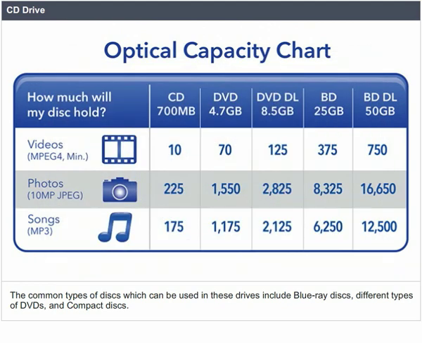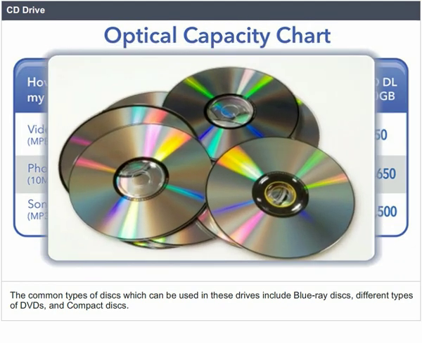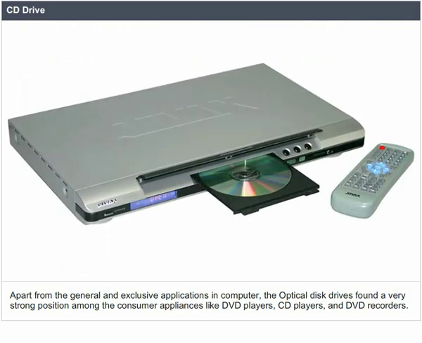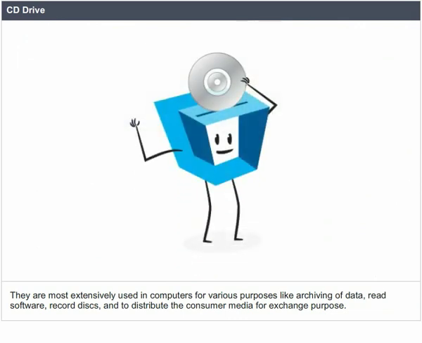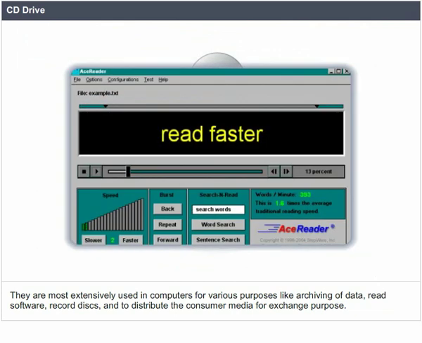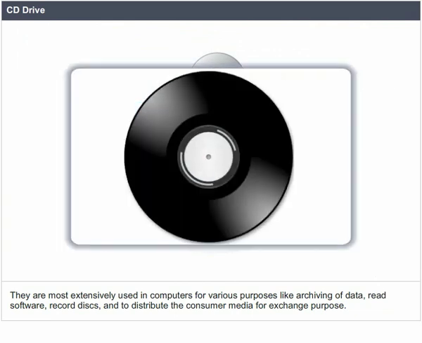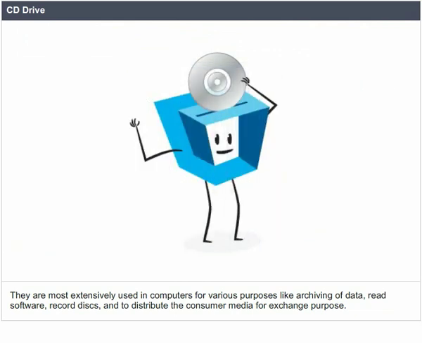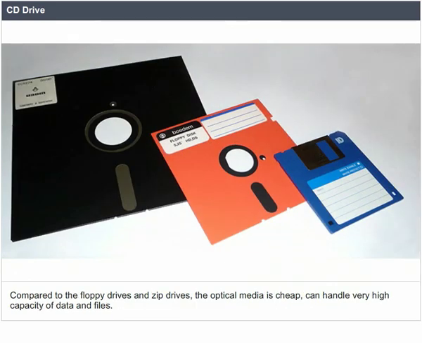compact disks. Apart from the general and exclusive applications in computers, the optical disk drives found a very strong position among consumer appliances like DVD players, CD players, and DVD recorders. They are most extensively used in computers for various purposes like archiving of data, reading software, recording disks, and distributing consumer media for exchange purposes. Compared to the floppy drives and zip drives, the optical media is cheap and can handle a very high capacity of data and files.